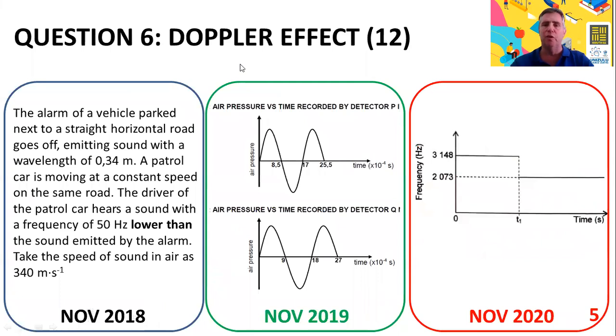Now, question 6 on the Doppler effect doesn't usually involve graphs, but it can. November 2020, again, a step graph showing the frequency falling as the sound passes the observer.